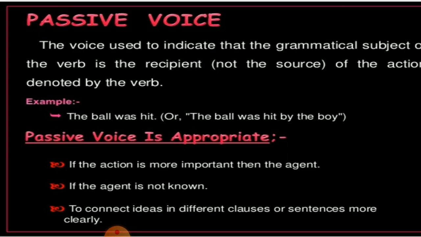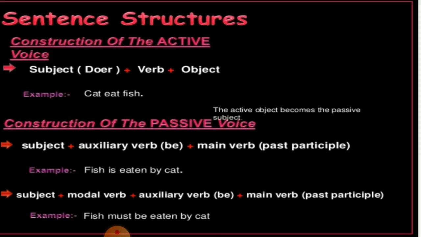Passive voice is appropriate if the action is more important than the agent. Agent means the doer of the action. If the agent is not known, means if we are not knowing who is the doer of the action, that time most probably we are using passive voice to connect ideas in different clauses or sentences more clearly.